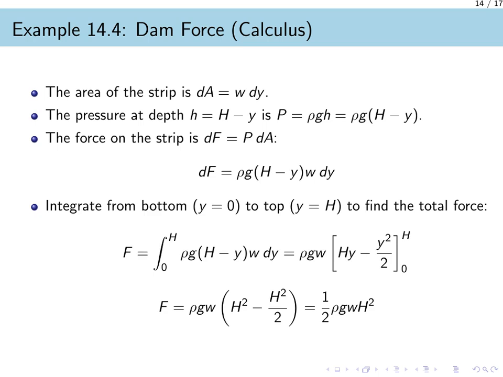Plugging in the upper limit, h, gives h squared minus h squared over 2. The lower limit of 0 contributes nothing. The expression in the brackets simplifies to 1/2 h squared. The total force exerted by the water on the dam is 1/2 times rho times g times w times h squared.